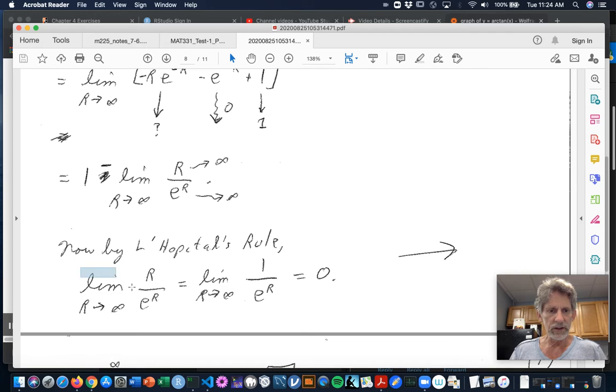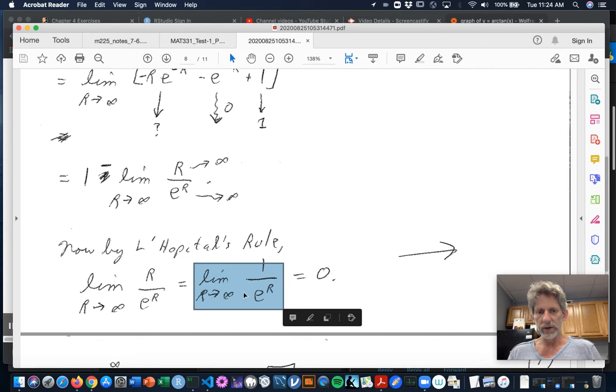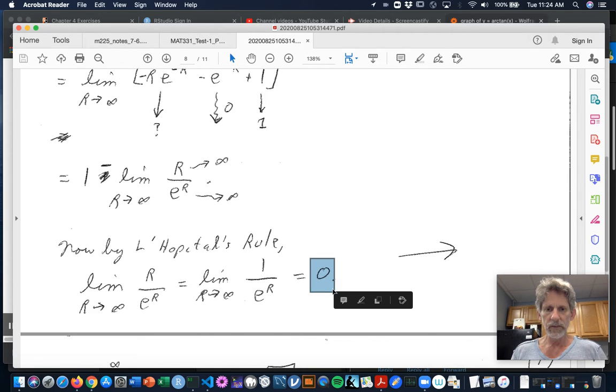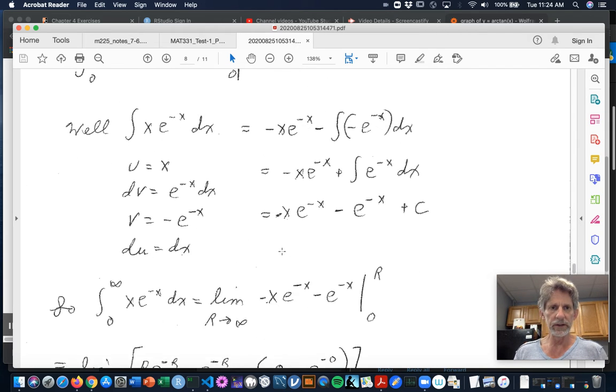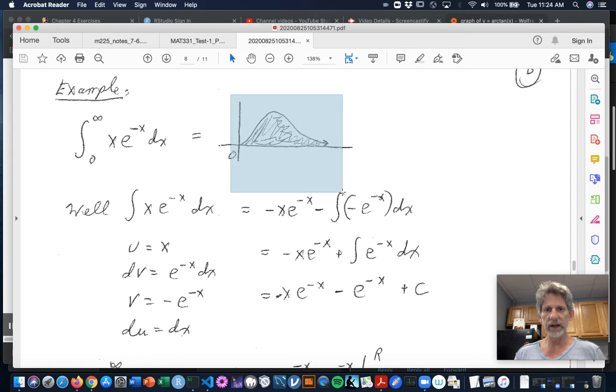L'Hopital's rule says that the limit of that form will be the limit of the derivative at the top over the derivative at the bottom. With respect to r, since that's the variable here, the derivative of r would be 1, and the derivative of e to the r would still be e to the r. Look for that limit as r goes to infinity. That's a 0. And so the whole thing is just 1 minus that limit. 1 minus 0 is 1. That would be the area underneath this x times e to the negative x curve that graphs something like that.